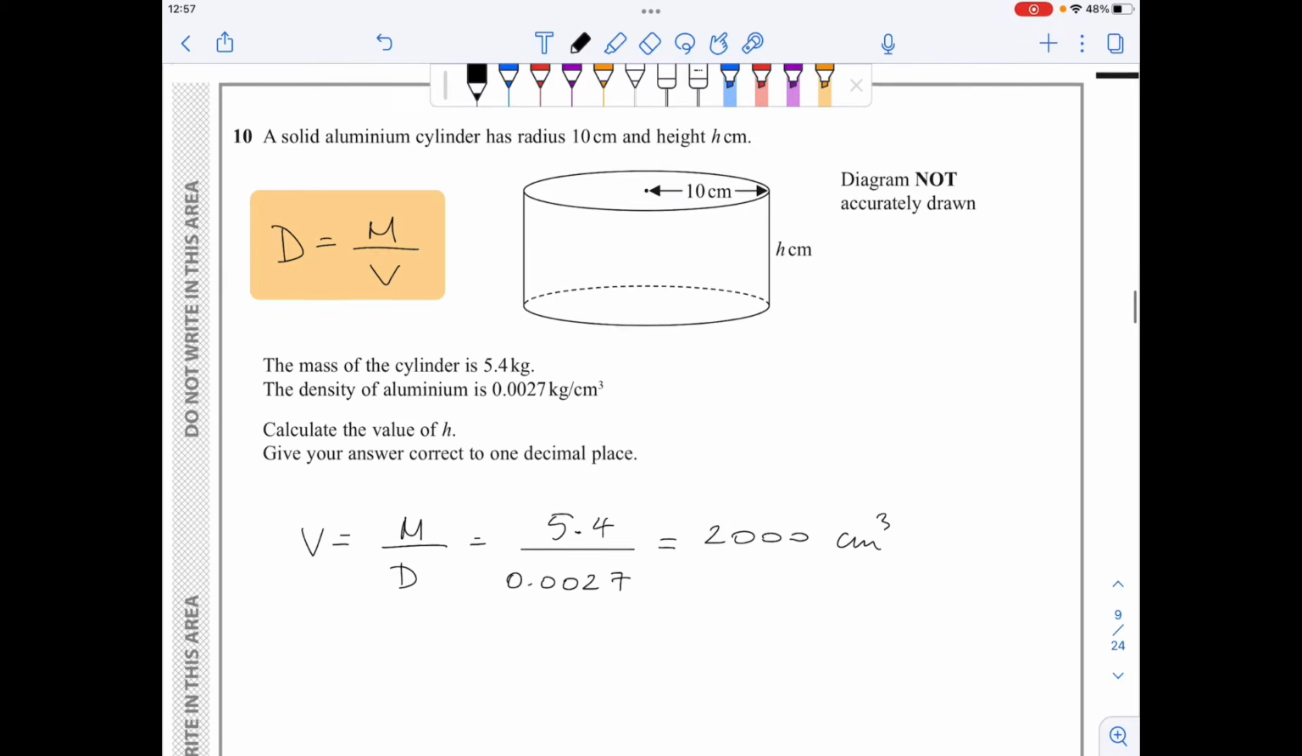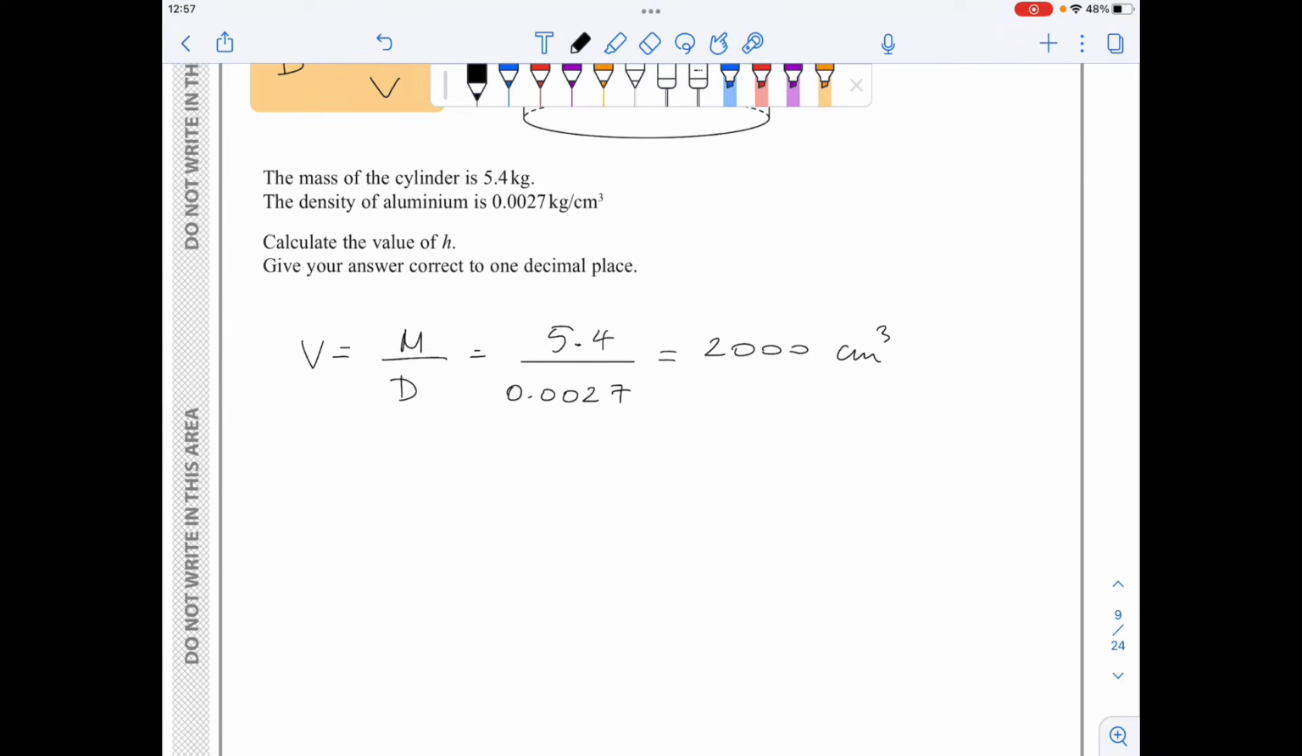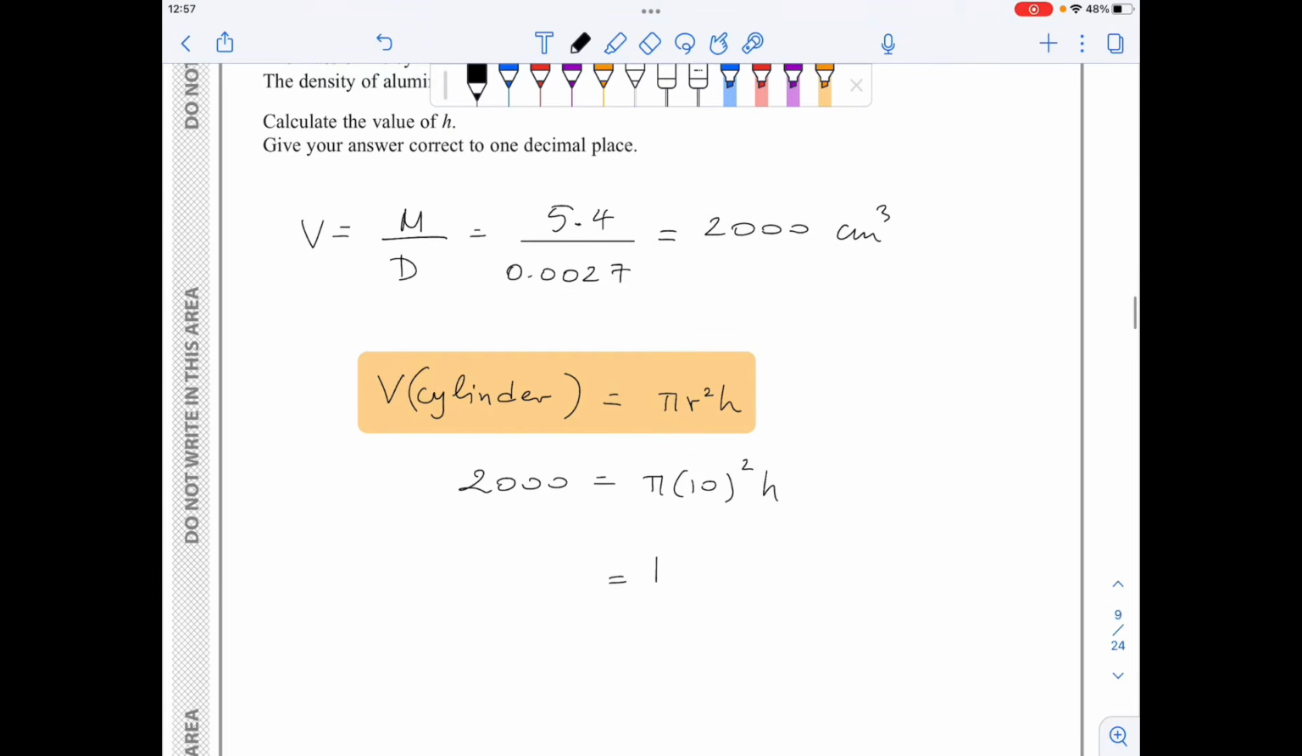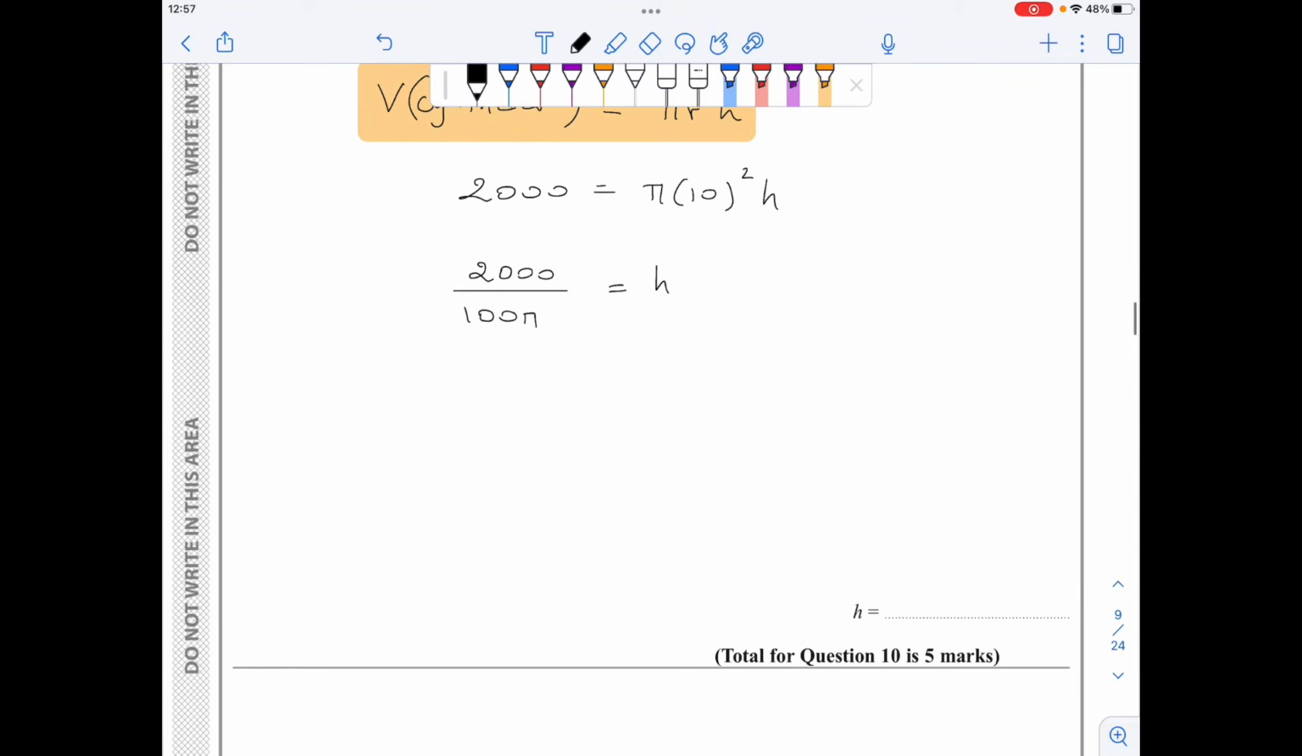Now the formula for the volume of a cylinder is the following. So 2000 equals to pi times 10 squared times h, which means that h is equal to 2000 divided by 100 pi. If you put this on the calculator, you will get 6.421 to 3 decimal places.